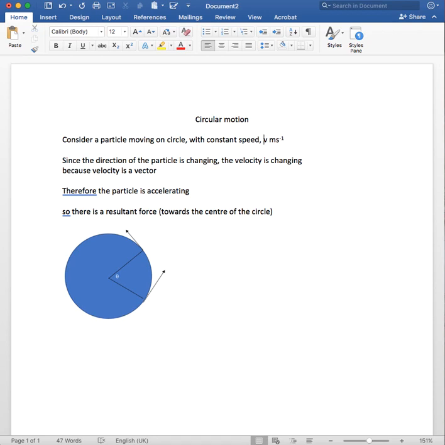Because the direction of the particle is changing, the velocity is changing, because velocity is a vector and therefore it is both magnitude and direction. So the particle is accelerating. Because it's accelerating, there must be a resultant force. That's Newton's second law. That is to say, the rate of change of momentum is proportional to the resultant force, and momentum is mass times velocity, of course. So let's look then at modeling this.